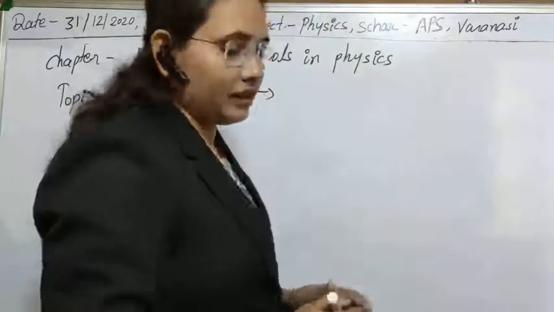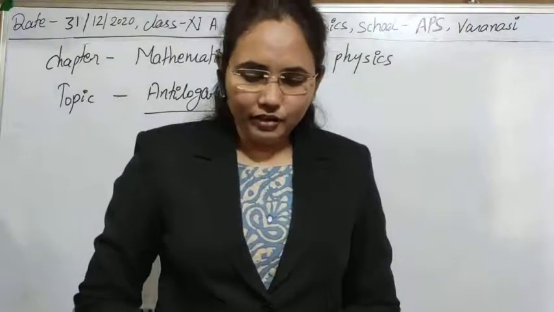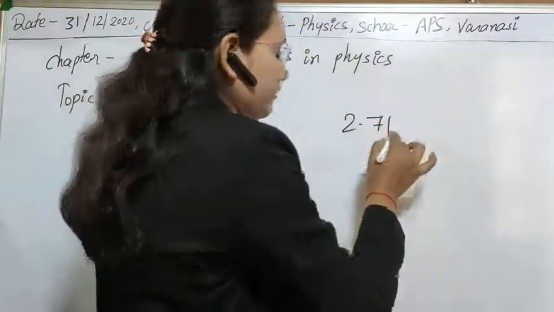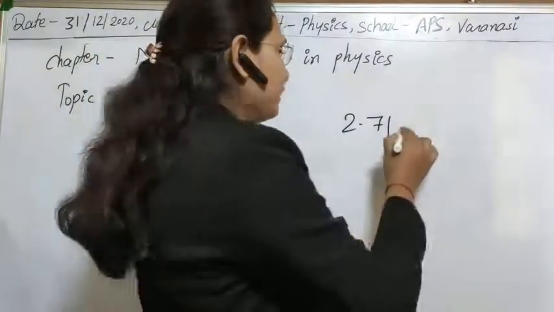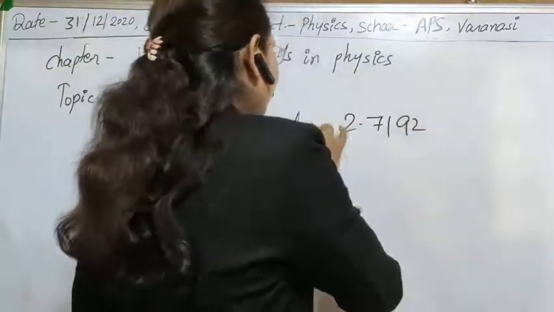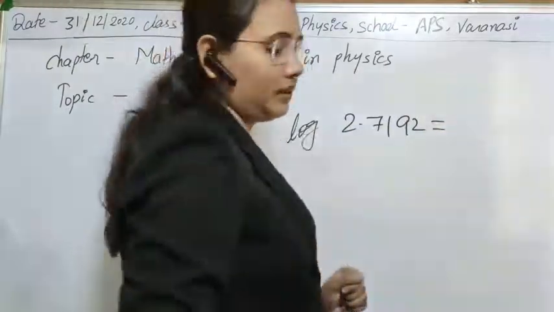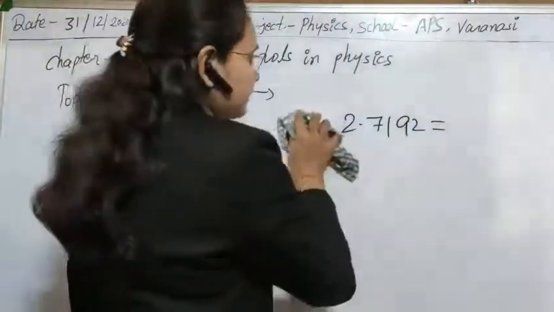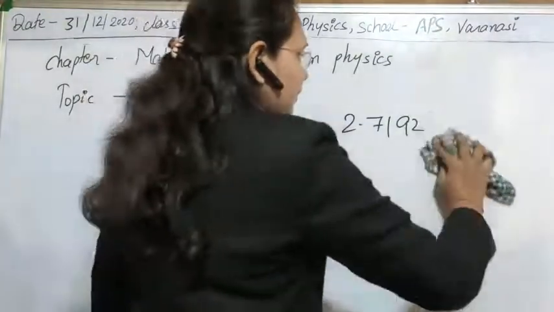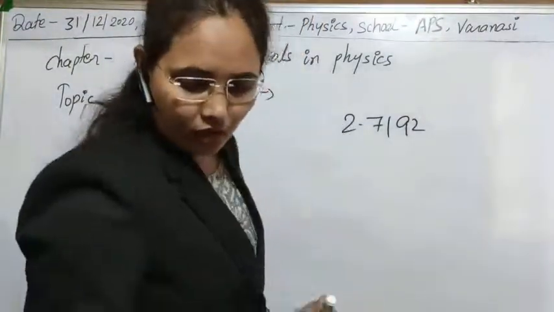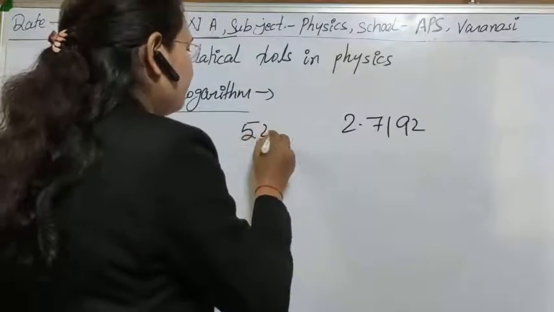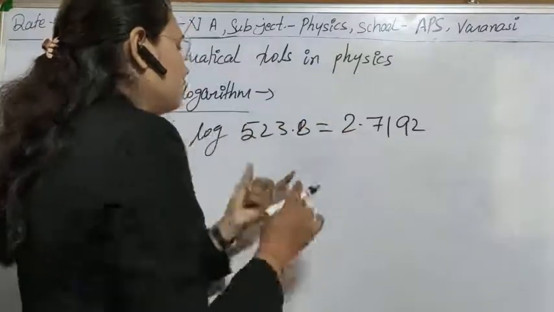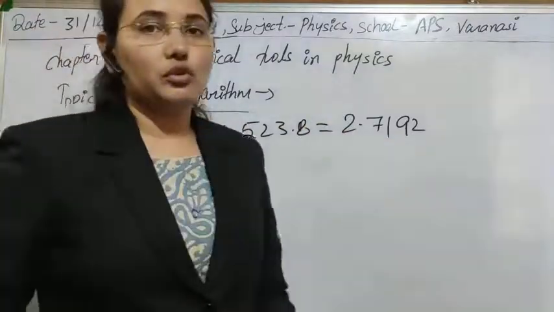Suppose we have one example, and for that example we have the log of 523.8. Just a second guys. If you take the log of 523.8, it comes out to be 2.7192.